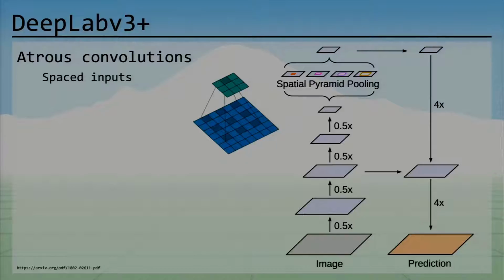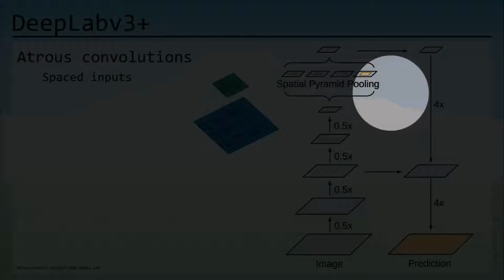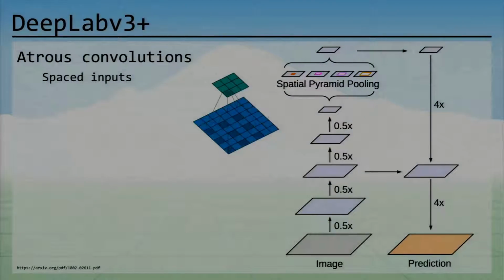And finally, we have a bunch of these concepts put together. This was a Google paper, I think, DeepLab version 3. So one thing you can imagine doing for this spatial pyramid pooling, instead of max pooling or average pooling or something like that, is doing convolutions, but making your convolution have a larger window or a smaller window in the input. So these are called Atrous, I have no idea how to pronounce this.